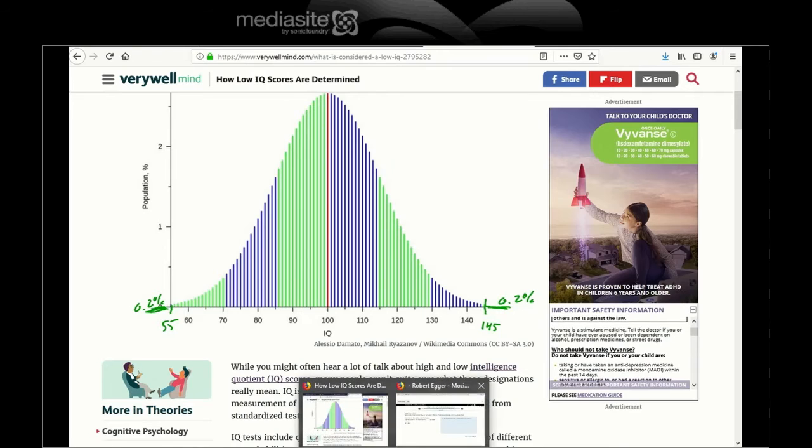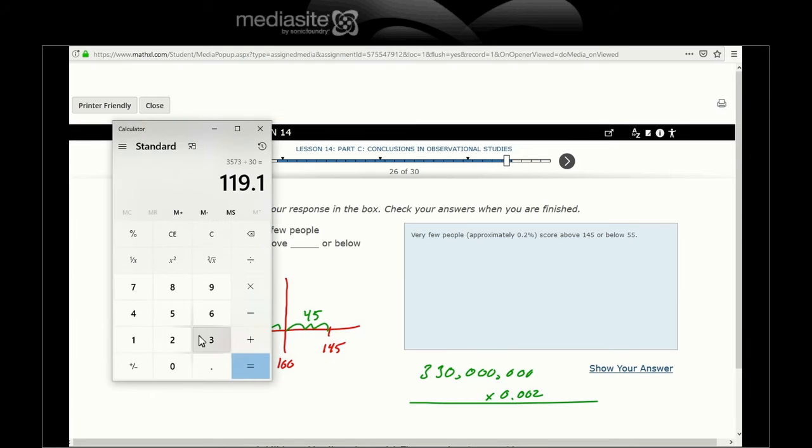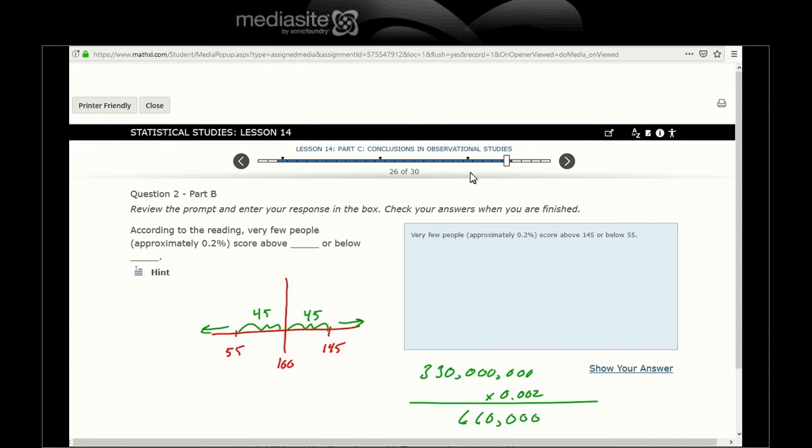Now, of course, when you think about really big numbers, 330 million people in the United States times 0.2%, which would be 0.002. How big is that? 330,000,000 times 0.002. Still talking about 660,000 people. In the United States, 330 million, 660,000 would be greater than 145, and 660,000 would be less than 55. Wow. We talk about big numbers like that, that's not insignificant.